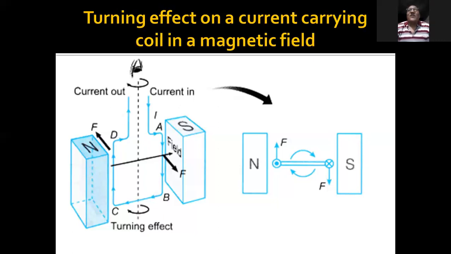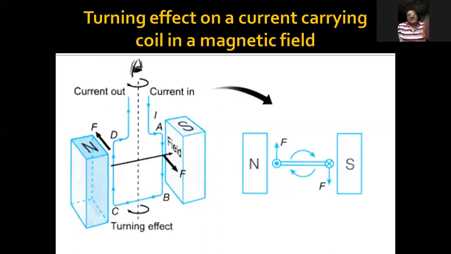Now what will happen? You have a body which is pivoted in the center. It has an axle in the center. And on its two ends, two forces are applied. Both these forces are equal in magnitude, but opposite in direction, and they have different lines of action. So what will happen? These two forces are called a couple.